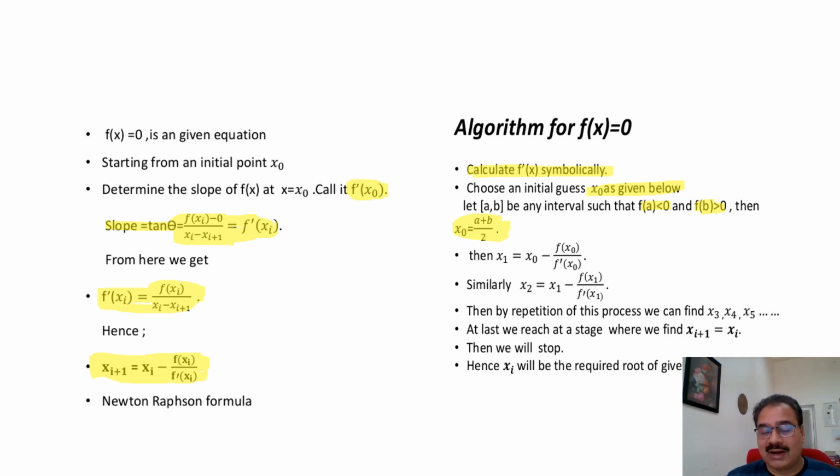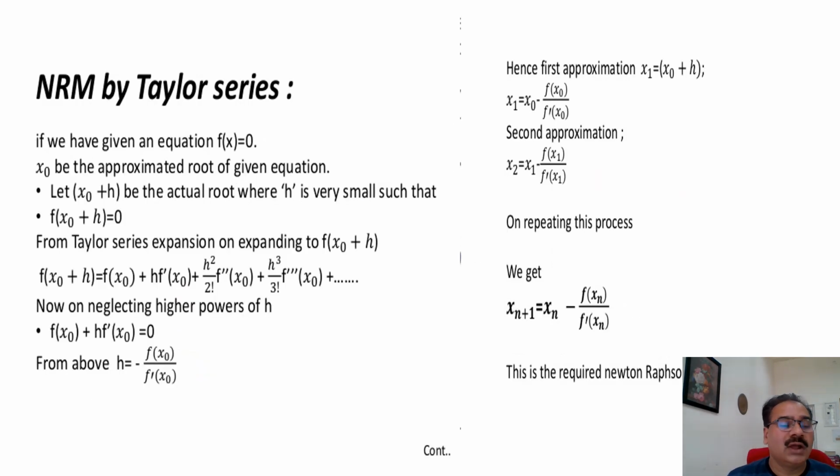Then x1 is x naught minus f of x naught divided by f dash x naught, and similarly x2 is x1 minus f of x1 divided by f dash x1. Then by repetition of this process, we can find x3, x4, x5, and so on. At last, we reach the stage where xi plus 1 is equal to xi up to the desired accuracy. Suppose up to 3 places, then you will find the 4th place, 5th place almost the same, up to 3 or 4 decimal places. Then you can terminate your calculation, and hence xi will be the required root of the equation. So this is the algorithm for f(x).